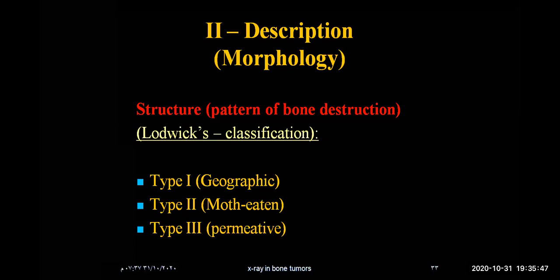Now, what is most important is what is known as Ludwig's classification. It is not important for you to know the nomenclature, Ludwig's, but you must know these types: the geographic, the moth-eaten, and the permeative. You will know the difference in a minute, because it implies the aggressiveness of the tumor. The more aggressive the tumor, the farther it is from the right one, and vice versa. Aggressive, not just malignant.